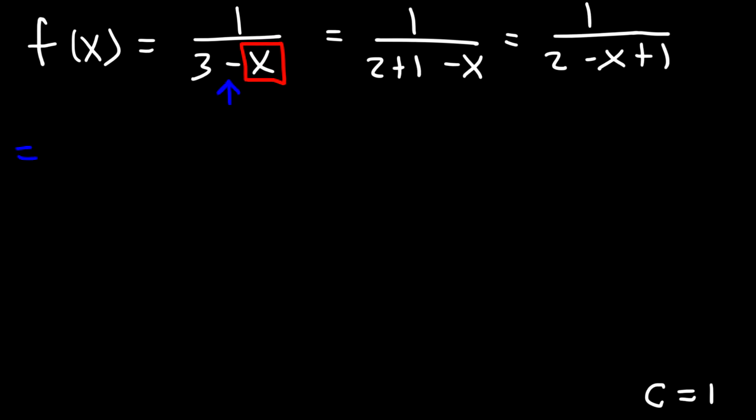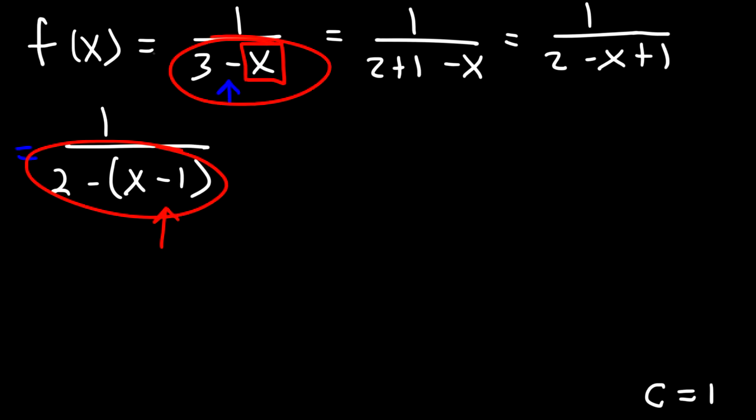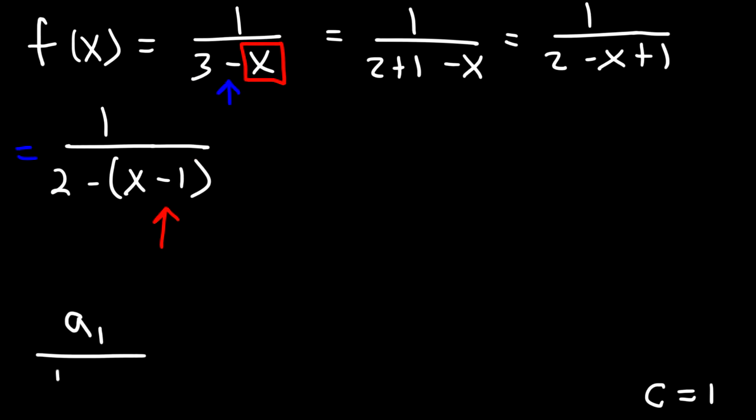Now the next thing I'm going to do is take out a negative 1 from negative x plus 1. If I do so, negative x becomes positive x, and positive 1 becomes negative 1. So now it's centered at x minus 1, and the value is still the same. 2 minus (x minus 1), this whole thing is still equal to 3 minus x. Now it's almost in this format.